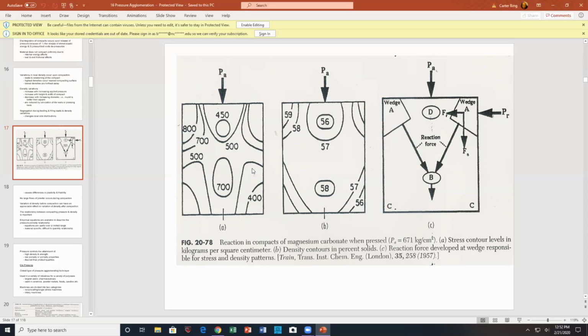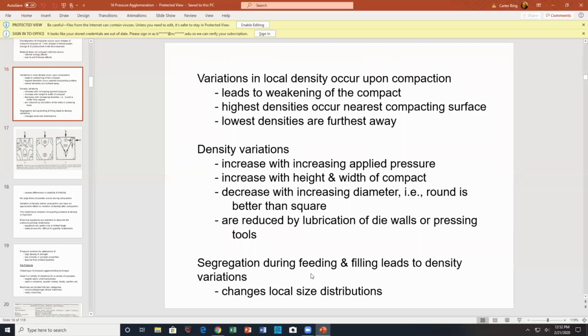Okay, these are, what did we say? The stress contours. Lower density, lower stress. So these overlap essentially with these, right? So stress density patterns, right? So the idea of segregation during feeding can easily occur, and can easily not be recognized.